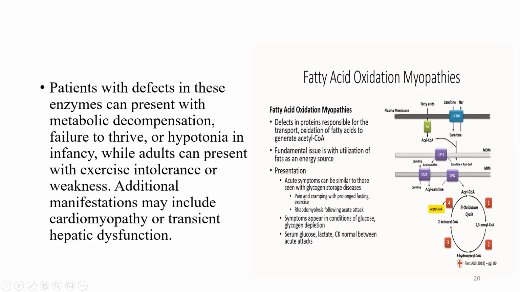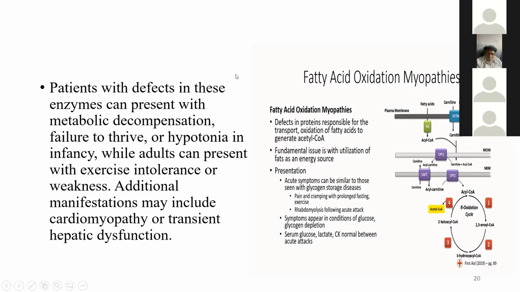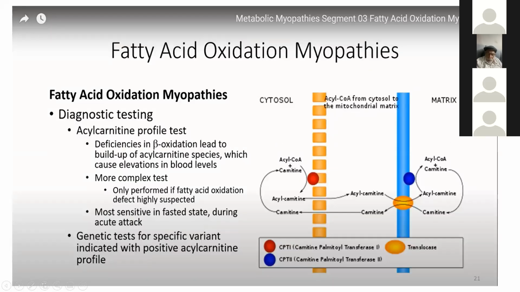Here again is the mitochondrial membrane, the outer and the inner mitochondrial membrane. The diagnostic test is the acyl carnitine profile test. What is that? The deficiency of beta oxidation leads to build up of acyl carnitine species. The acyl carnitine is elevated. Another more complex test is only performed if fatty acid oxidation defect is highly suspected. You cannot perform this test except if you suspect that this myopathy is due to fatty acid oxidation defect.